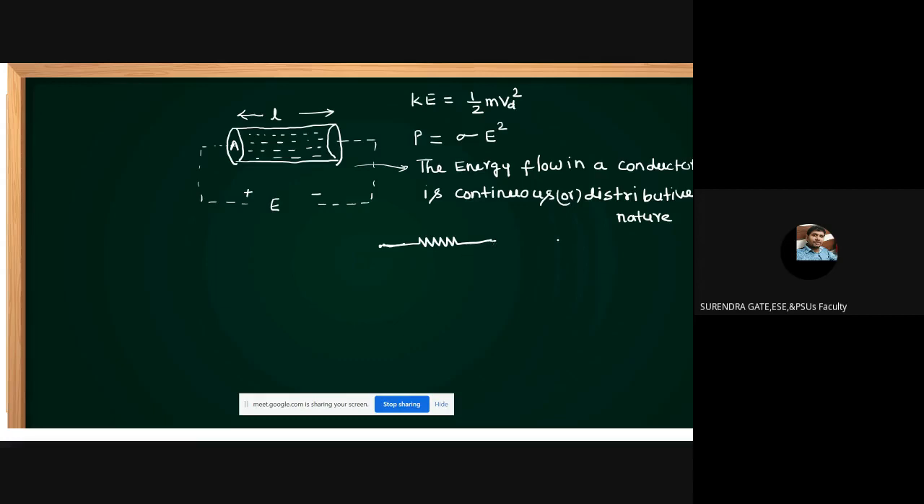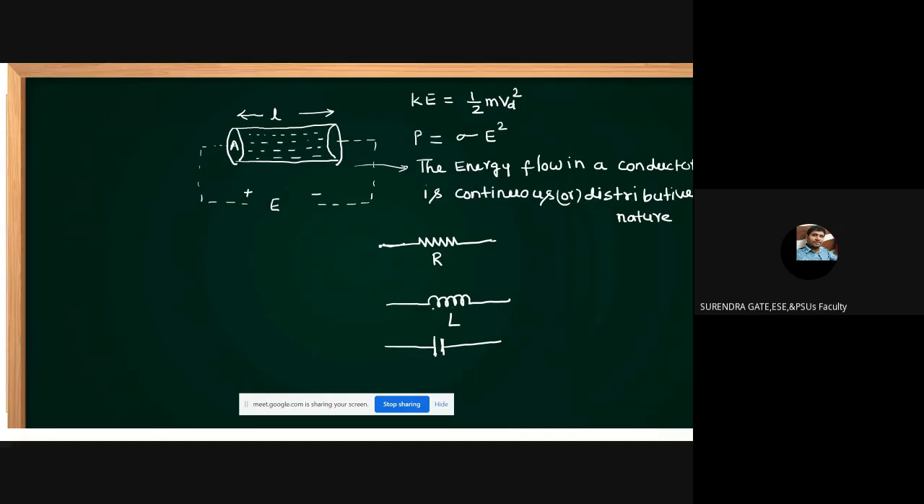What is lumped and what is distributive, later on I will explain. I think all of you know this one. But whatever the opposition is, that opposition is approximated using three lumped parameters. One is resistance, another one is inductance, and the third element is capacitor. Like this, we are getting the three elements.